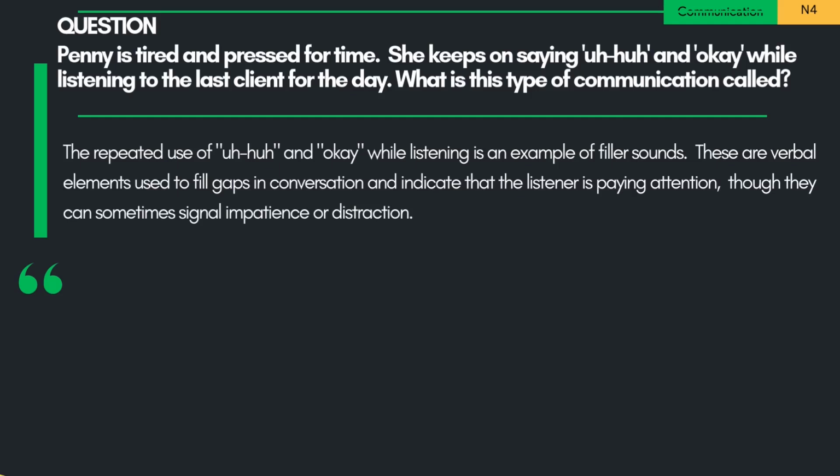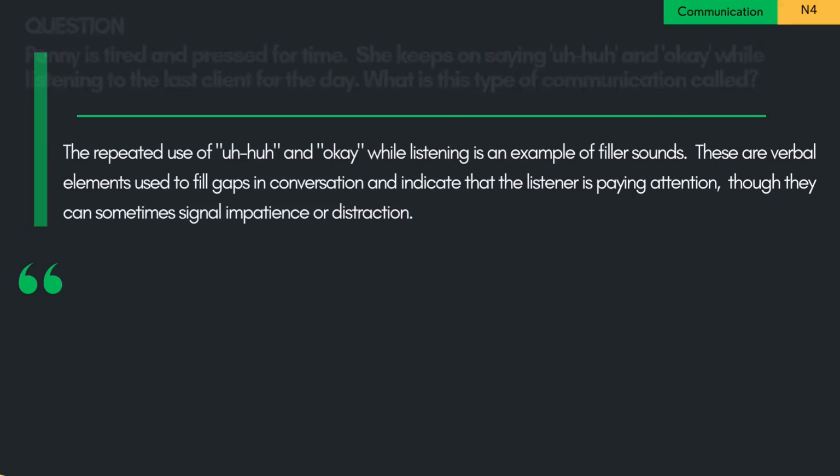These are verbal elements used to fill gaps in conversation and indicate that the listener is paying attention, though they can sometimes signal impatience or distraction.